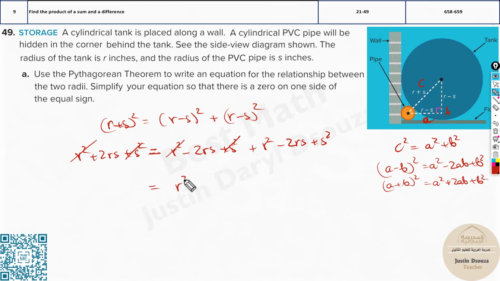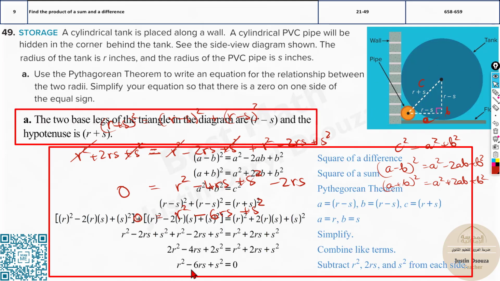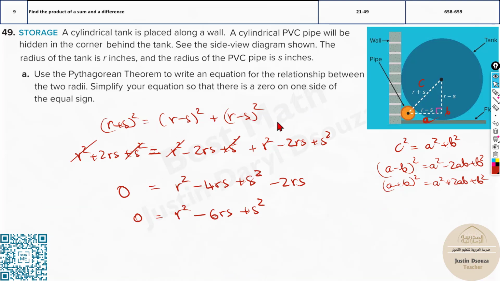Here it'll be r squared minus 4rs plus s squared, and I will get this to the other side. Again, we have minus 2rs. And over here, nothing is remaining, so it's 0. So basically, we have r squared minus 6rs plus s squared equal to 0. That is the answer here. You can see that's the final answer. That's it. We have to simplify. You can just simply apply the formulas, expand it, and simplify by cancelling the terms that can be cancelled.